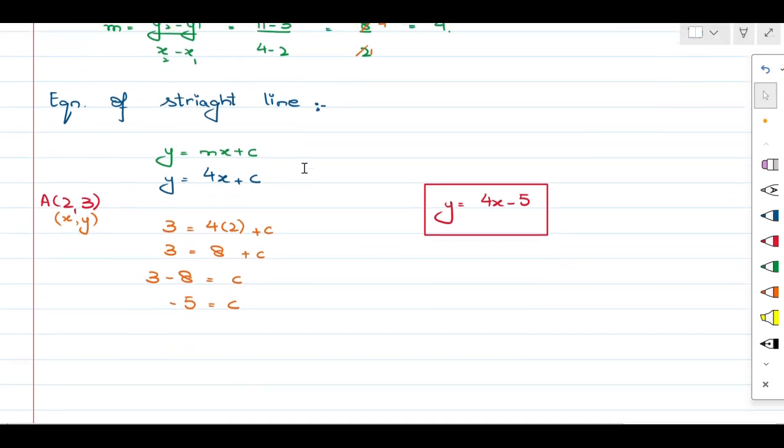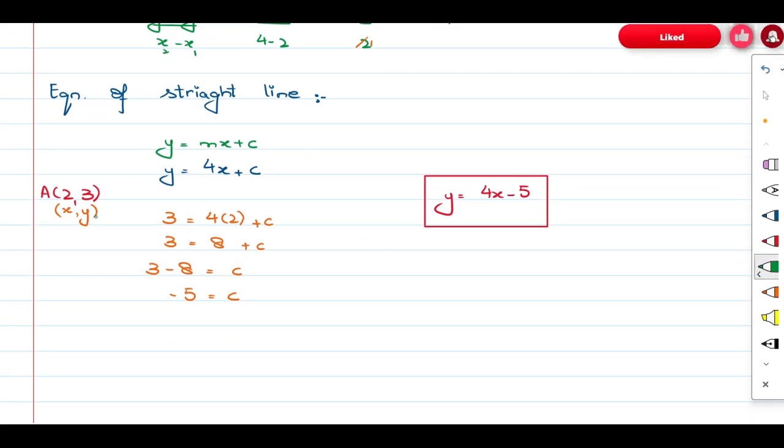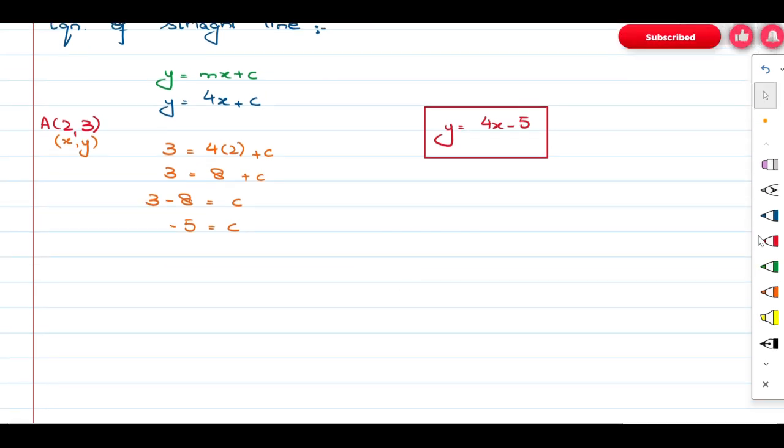So for point A, the first coordinate always acts as x and the second coordinate acts as y. So plug in the y value and the x value, simplify, and you will get c. And once you get c, just plug in m and c, and you will get the equation of a straight line, right? Okay, now let me do part B.